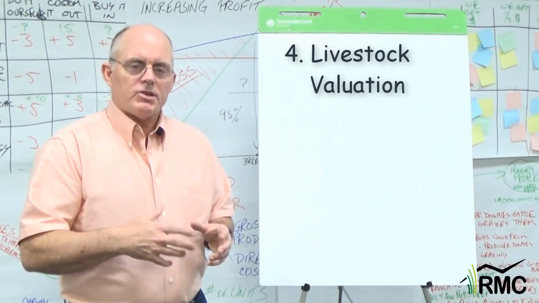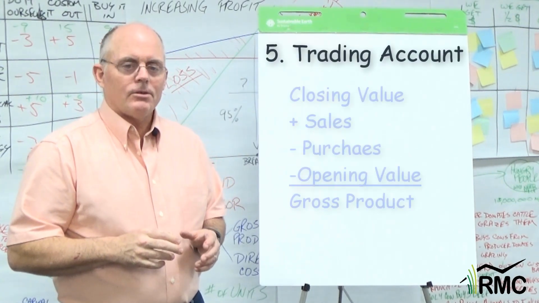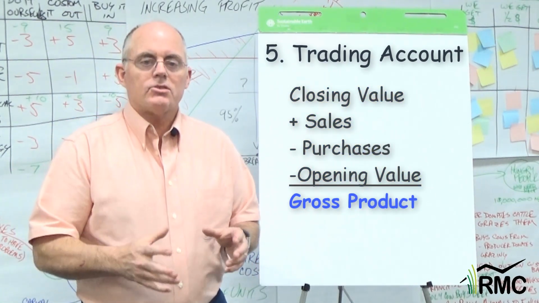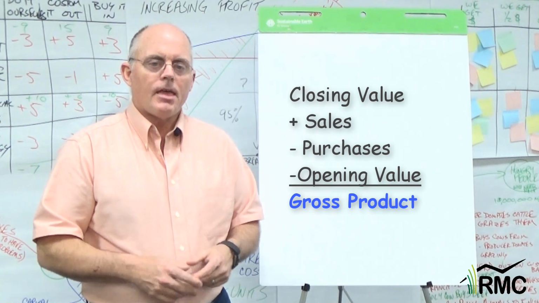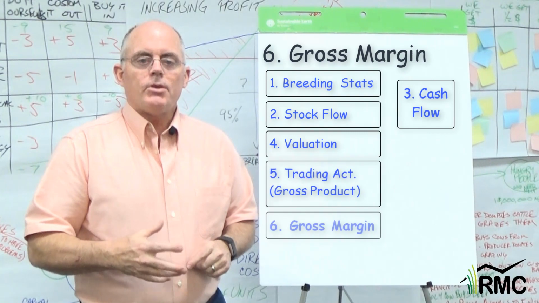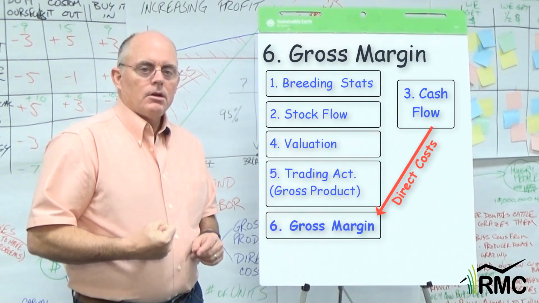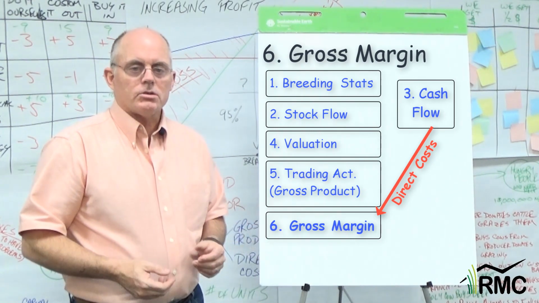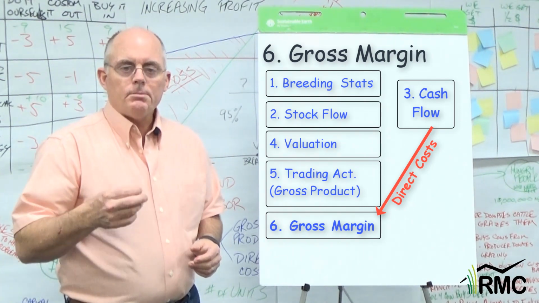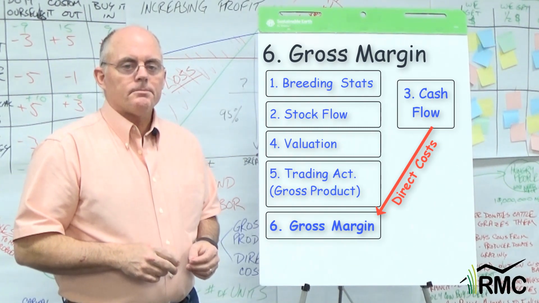With the inventory values calculated, we can take the fifth step. That's to calculate a trading account. The trading account is the tool we use to estimate gross product. Gross product is the value that an enterprise produces. Now, the sixth step. We project enterprise gross margin. To do that, we pull the direct costs out of the cash flow and subtract them from the gross product. Gross product minus direct costs equals gross margin. Of course, a few of the direct costs, things like opportunity interest, don't appear in the cash flow. We need to make sure that we include these costs in our calculation.